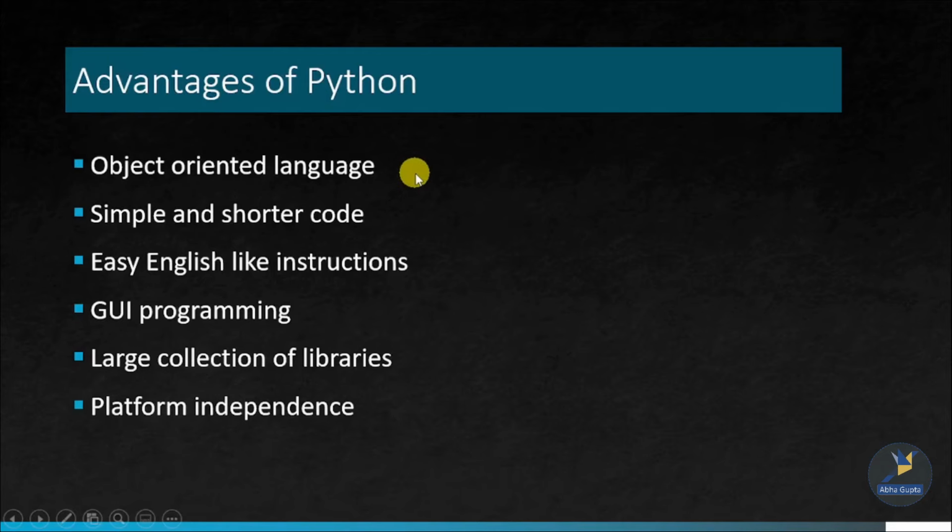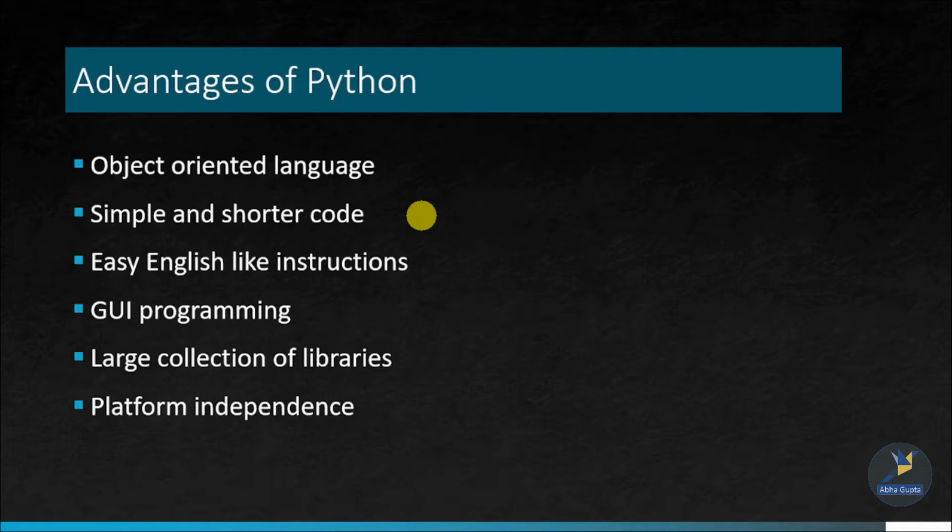Moving on to the advantages of Python. Python is interactive, interpreted and object-oriented language. It supports all the concepts of object-oriented language. The code we write in Python, they are English-like instruction. They are simple and short code. It is easy and the lines of codes are less as compared to the other languages.